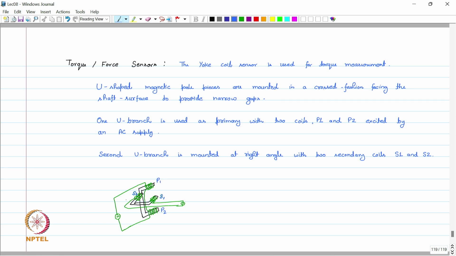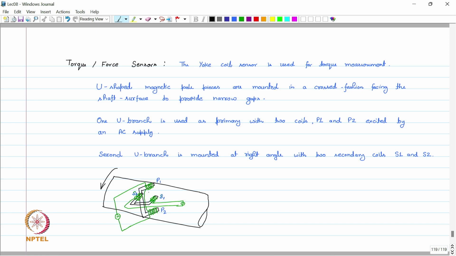And S1 and S2 are perpendicular to P1 and P2. This assembly is called a yoke coil, and we put it in very close proximity with the moving shaft. Let's say this is the shaft, which has some torque applied in this direction.